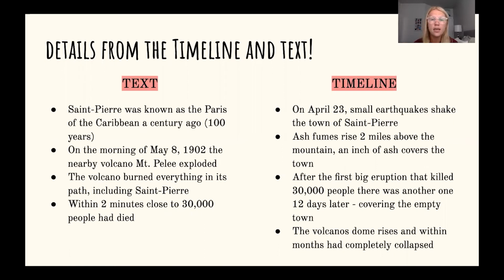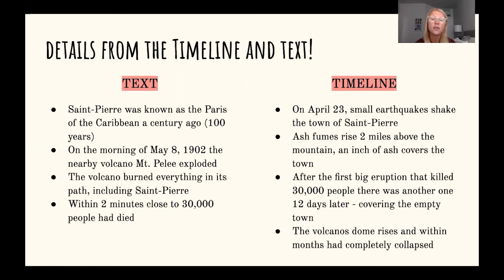So some details we gained from the text were St. Pierre was known as the Paris of the Caribbean a century ago, which was 100 years ago. And on the morning of May 8th, 1902, the nearby volcano Mount Pelée exploded. The volcano burned everything in its path, including St. Pierre. Within 2 minutes, close to 30,000 people had died. So those are all details that we had just gained from primarily the text.